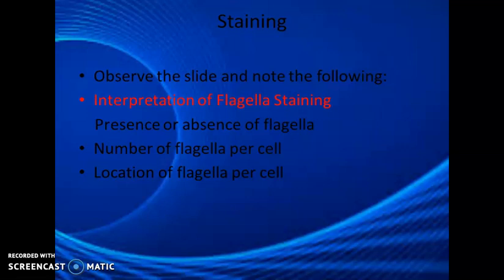Then we are observing the slide and noting the following things, that is, the interpretation of flagella staining. Next is interpretation. We can see either the presence or the absence of the flagella, and also the number of flagella per cell and the location of the flagella. Either it is present at one pole, or all over the body, or at both ends, like that. So we can interpret the number and location of the flagella per cell. Okay.